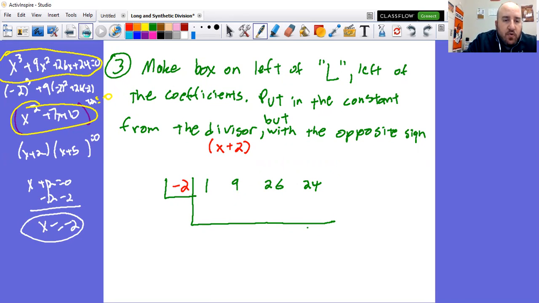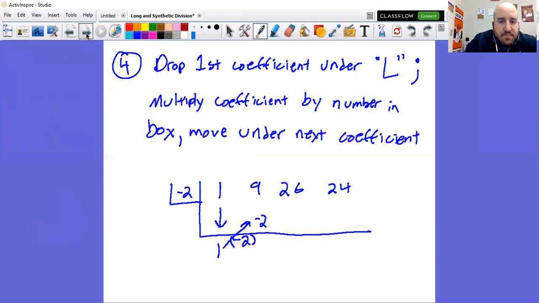All right, step 4. We're going to drop the first coefficient under the L. It's supposed to be a quotation mark. Again, I know it kind of looks smudged. There we go. Under the L. So we take the 1, drop it down.